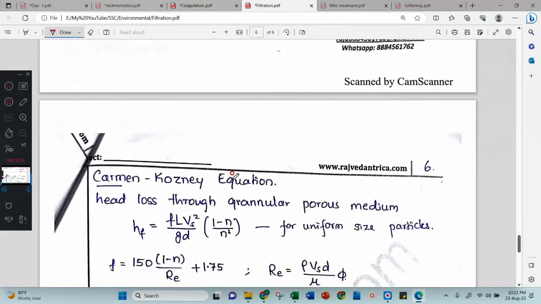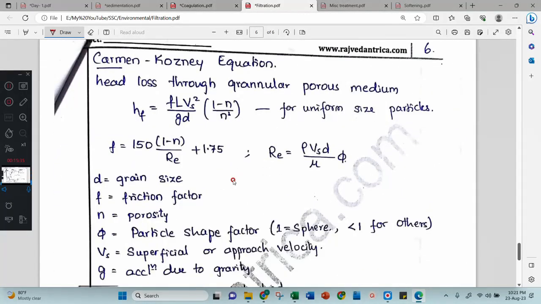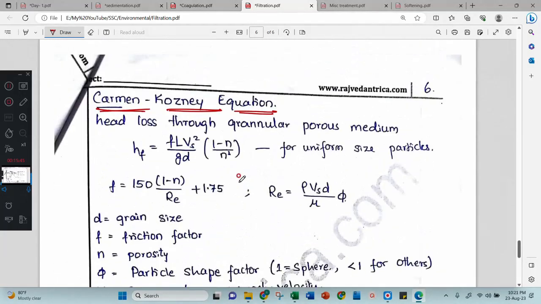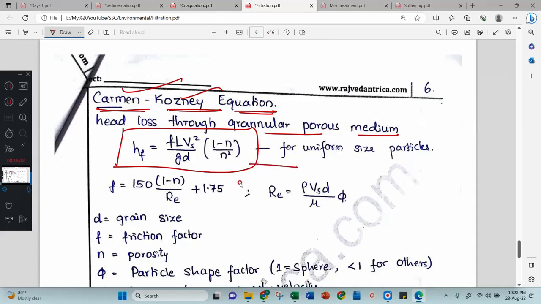Sorry, one more topic that I will cover. This one we have a Kozeny-Carman equation here. This equation, or this theory, we are using in backwashing. Some values are required here. The head loss through granular porous media is given by this equation: hf = f L v_s² / (g φ d) × (1 − n) / n³. This is something of an altered form of the Darcy-Weisbach equation. The Darcy-Weisbach equation is there, and this is just altered.